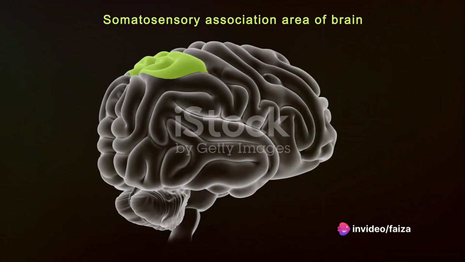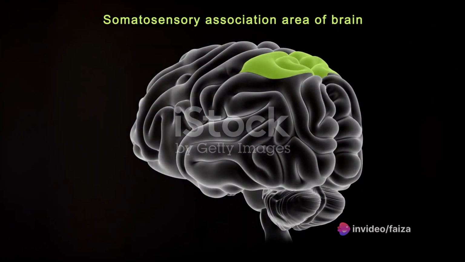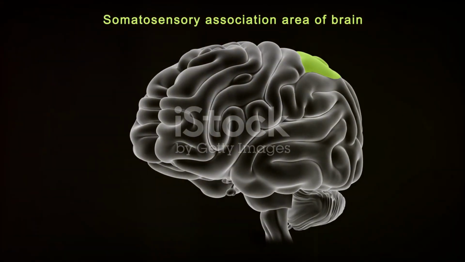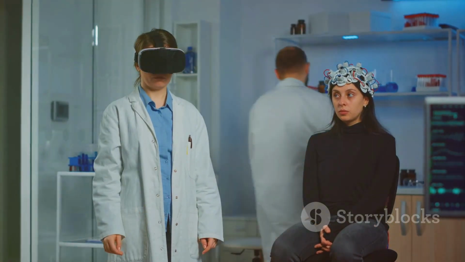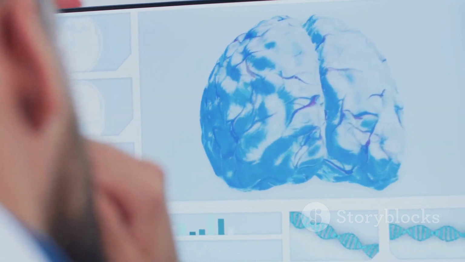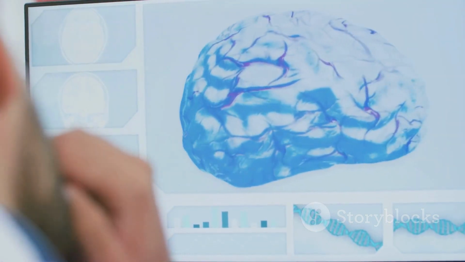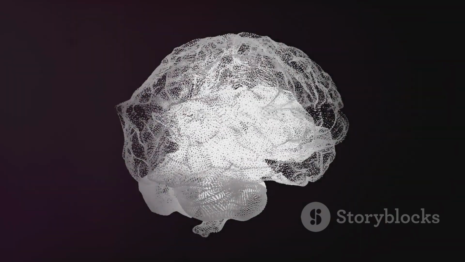It's important to note that these lobes do not operate in isolation. They work together in intricate ways to support complex cognitive and motor functions. The brain's interconnected nature allows for the seamless integration of sensory, motor, and cognitive processes. Understanding the specific functions of each lobe provides insights into how the brain processes information and coordinates various activities. The human brain, truly a marvel of nature.